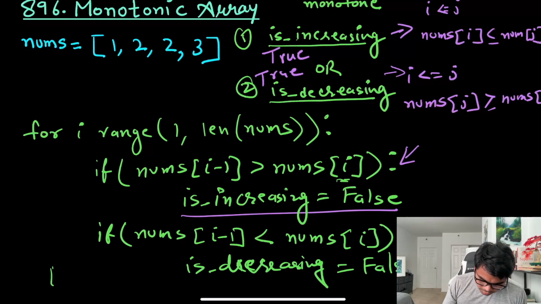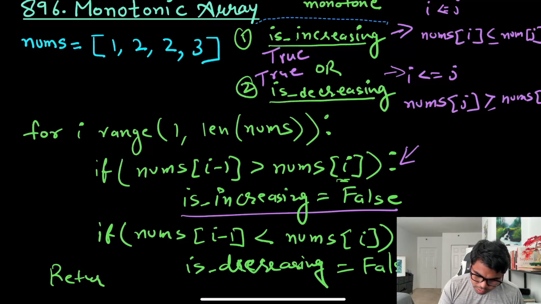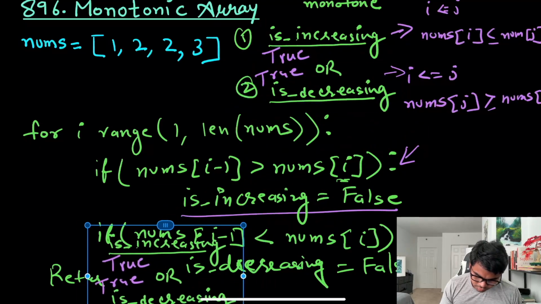And in the end, I can just return either of these two values. Yeah, that's what you return.